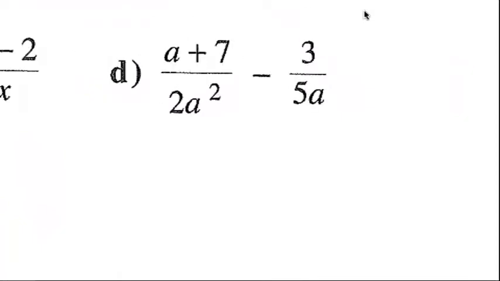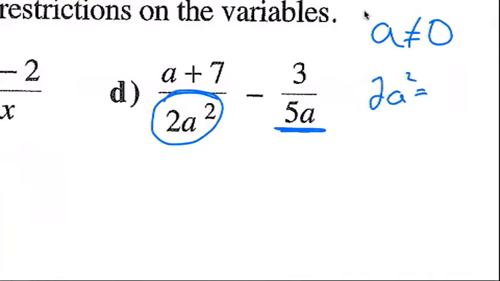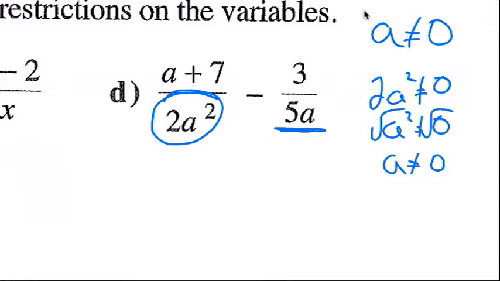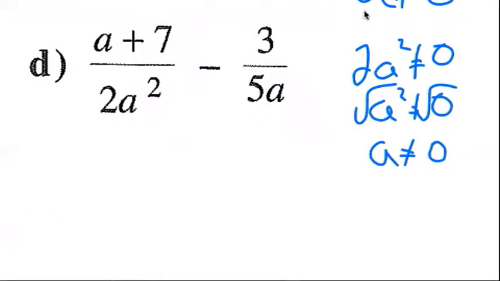What's our common denominator? What's our non-permissible values? This is a constant. 5a cannot equal 0, so a cannot equal 0. This is actually a constant as well. 2a squared cannot equal 0. A squared cannot equal 0. Square root of a cannot equal 0. So it's the same thing, right? If I square root that, my common denominator has to have the biggest exponent in it, so it has to have a squared.